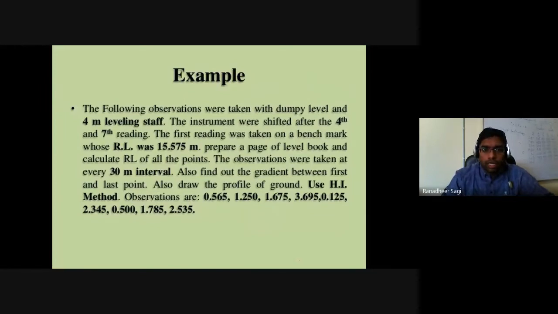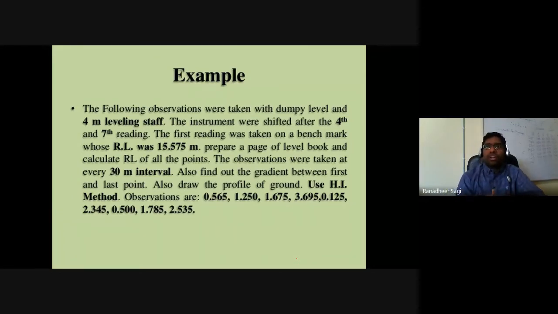Okay. So there is another problem. What is given here? The following observations were taken with a dumpy level and a 4-meter leveling staff. The instrument was shifted after the 4th and 7th reading. The first reading was taken on the benchmark whose RL value is 15.575 meters. Prepare a page of the level book and calculate the RL of all the points. The observations were taken at every 30-meter interval.